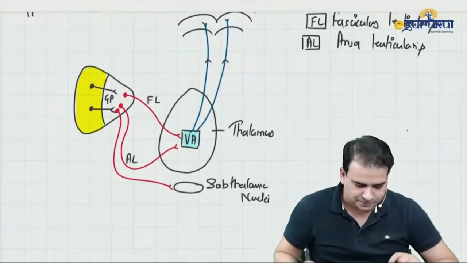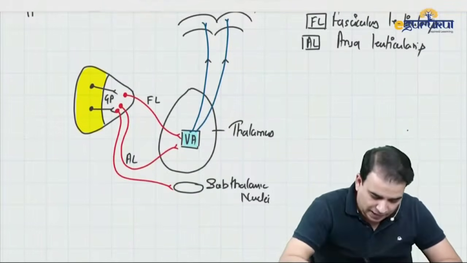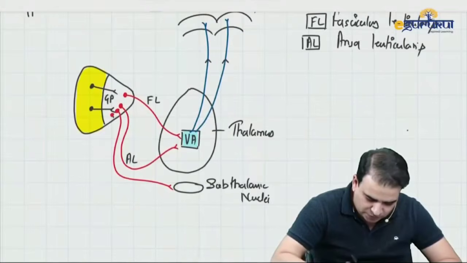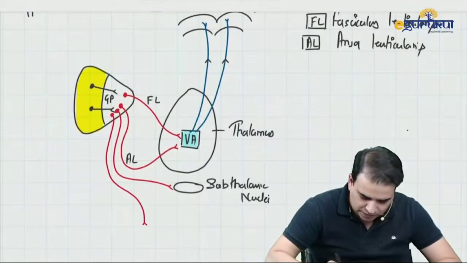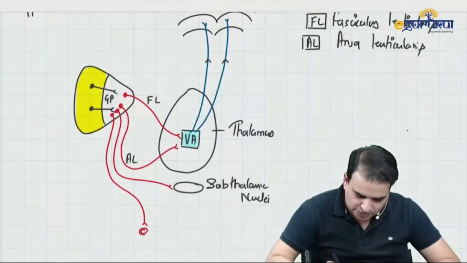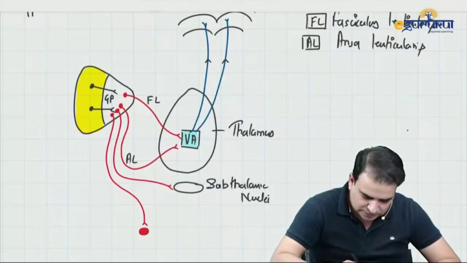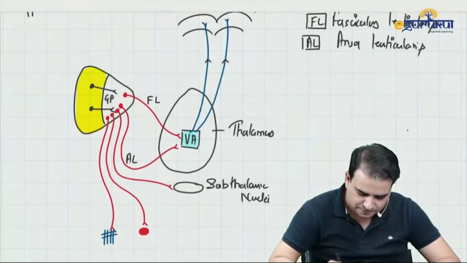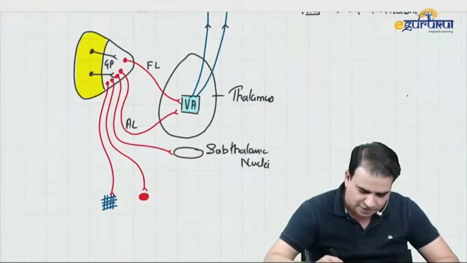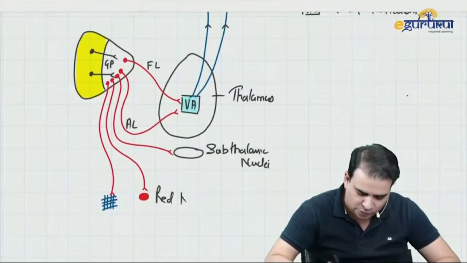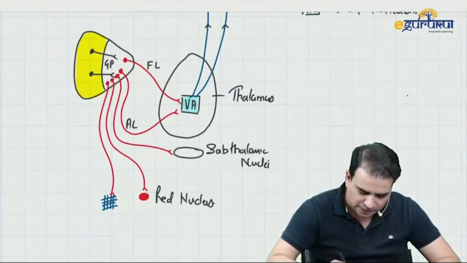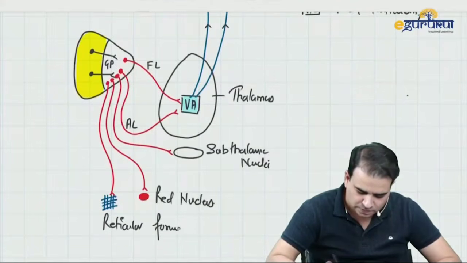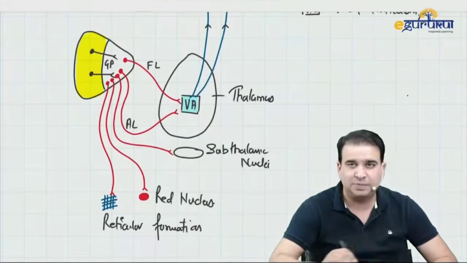Subthalamic nuclei. And also the fibers will be seen going to the red nucleus as well as the reticular formation in the brainstem. The efferent can be seen going to the red nucleus of the midbrain and also to the reticular formation of the brainstem.